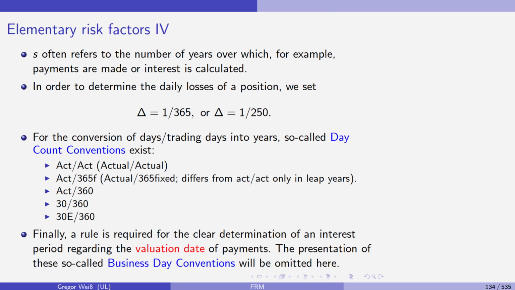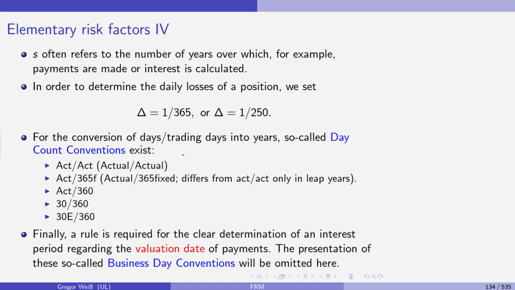Now S often refers to the number of years, number of days. So we can also use delta being 1 over 365, 1 over 250 trading days. And I only wanted to mention this, that in practice it is often very interesting and very important to use the so-called day count conventions, especially when you have to calculate interest rates and when you have interest payments and when you have to check on which day should I transfer my money.